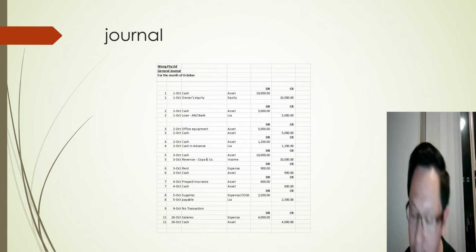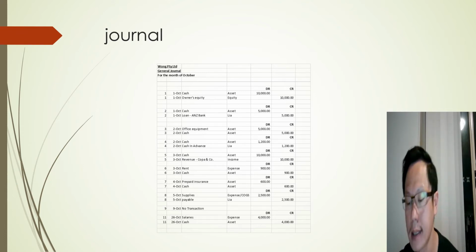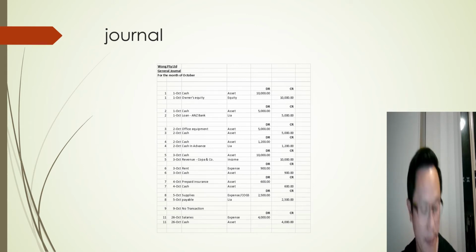Which is the cash as asset going up by 1,200 and the liabilities going up by 1,200 as well.